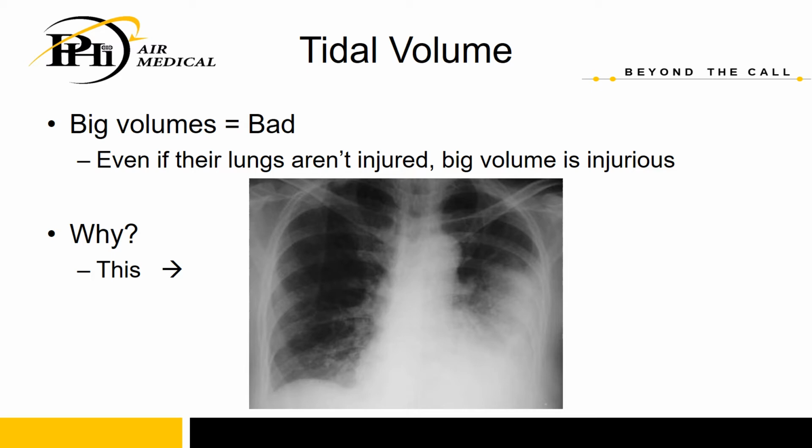And so titrating down your volumes to that 6 to 8 milliliters per kilogram is very beneficial to your patient, and it's been shown by ARDSNet and many other studies that that is the appropriate route to go.